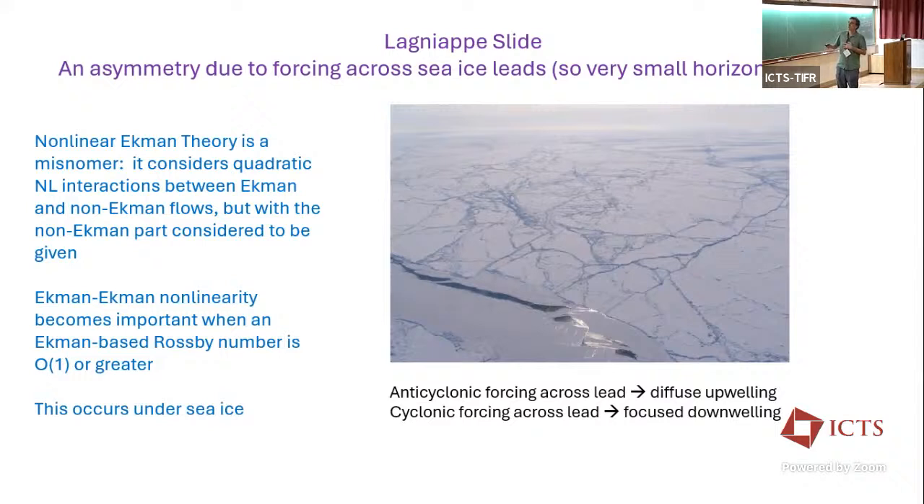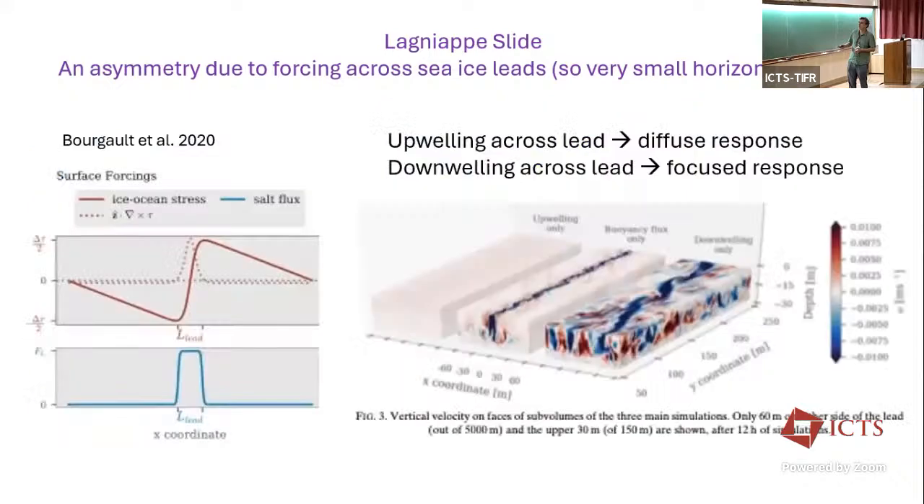And so I talked a bit about nonlinear Ekman theory, and I claim that's a misnomer because I solve for it using a linear solver, right? If the geostrophic currents are known, it's really a linear equation. But if I have to account for the Ekman nonlinearity, then it truly is nonlinear, and that I claim happens in this situation. And there's a strong asymmetry depending on whether the forcing is cyclonic or anticyclonic.